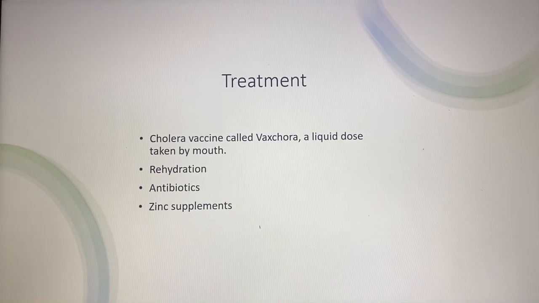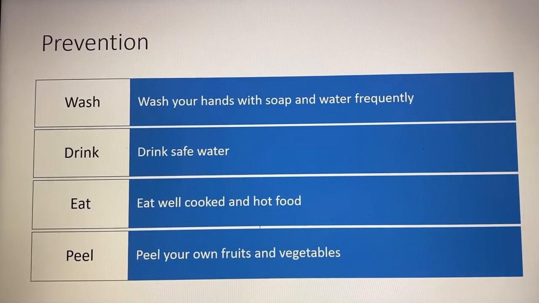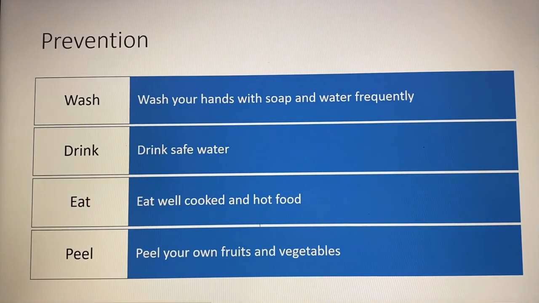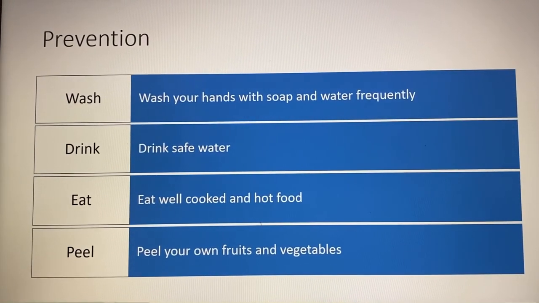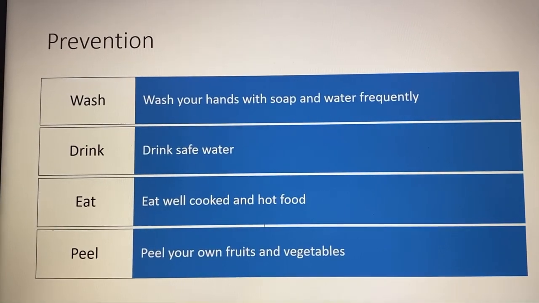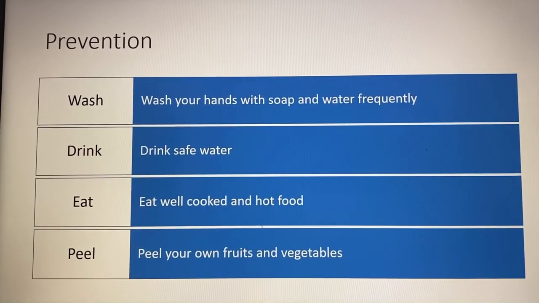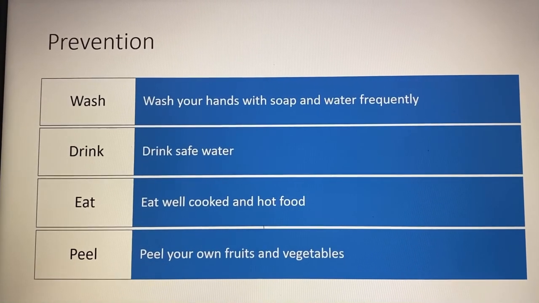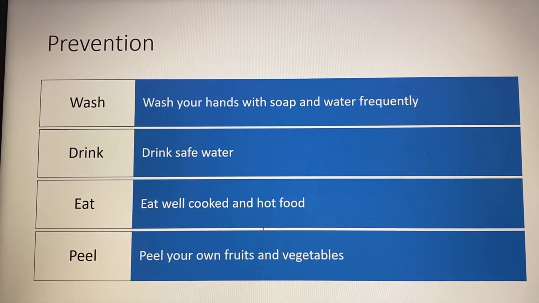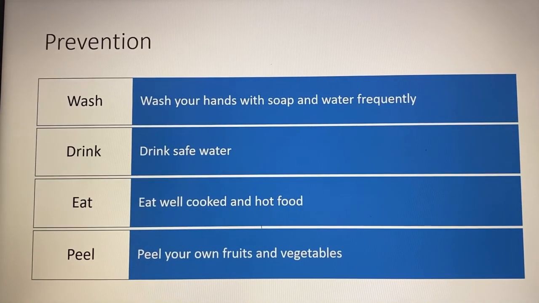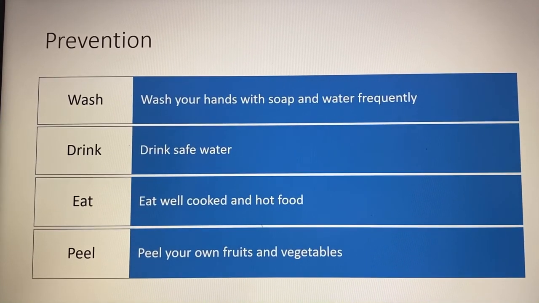So what do we need to go over next? We have prevention. How to prevent ourselves, how to protect ourselves against the bacteria. Number one, wash your hands. That's what we are doing currently, even with the COVID virus. Wash your hands. That's the most preventive way to keep yourself safe. Anything that goes to your mouth, anything that you touch, you need to wash your hands with soap and water.